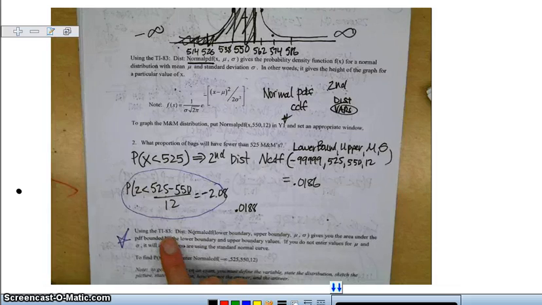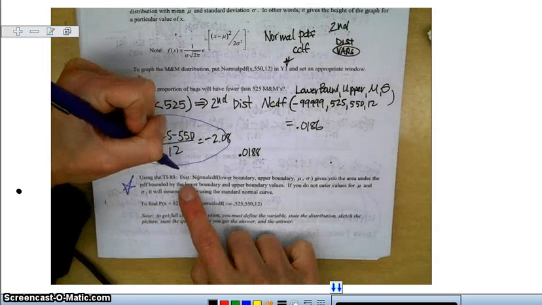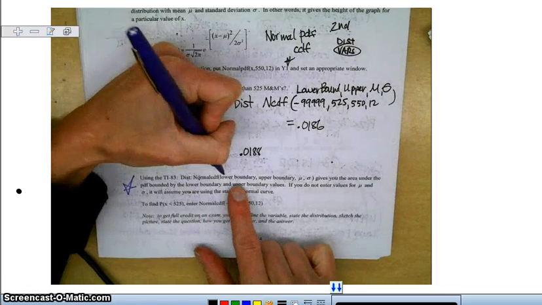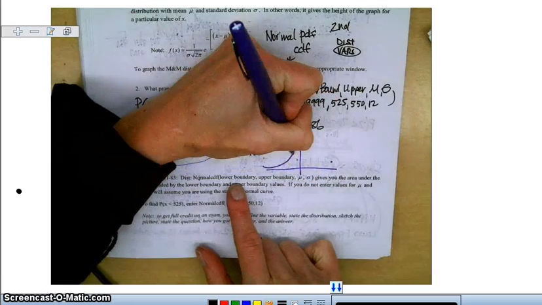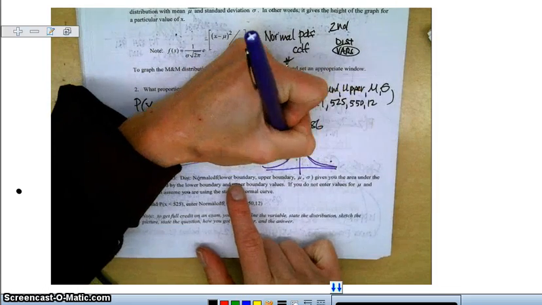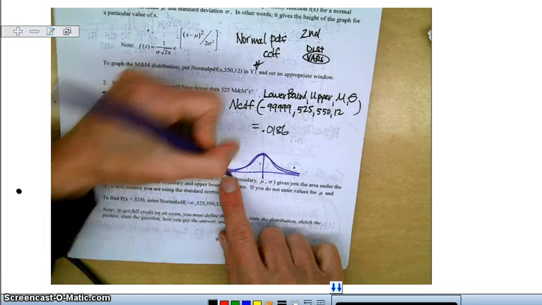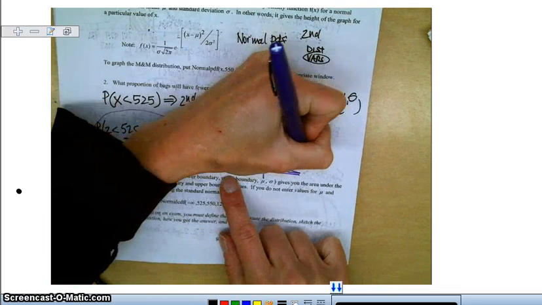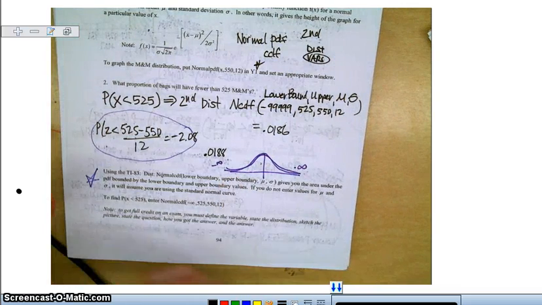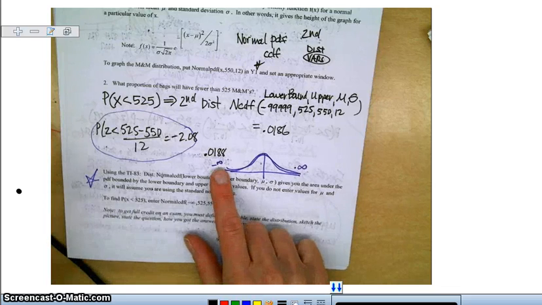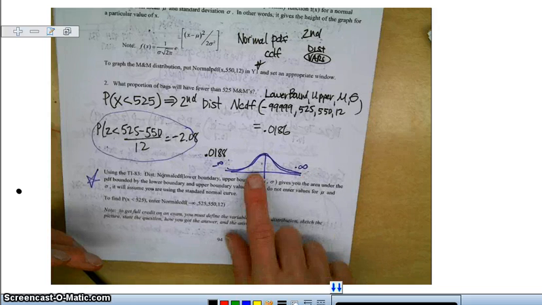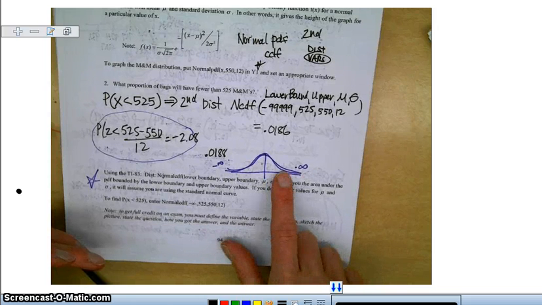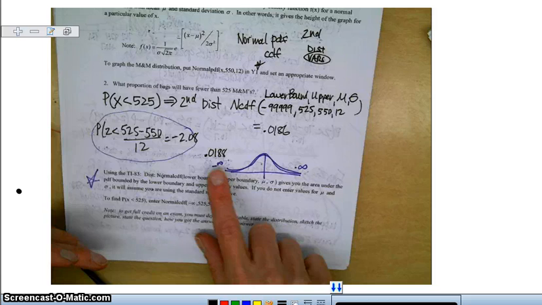Using the TI-84, you go to second distribution, normal CDF, and type in your lower bound. When they say lower bound and upper bound, you've got your normal distribution, which starts at negative infinity and goes to positive infinity. So typically the lower can be negative infinity and the upper can be positive infinity, or you could start at an actual value and end at a value. So you've got your lower bound and upper bound.